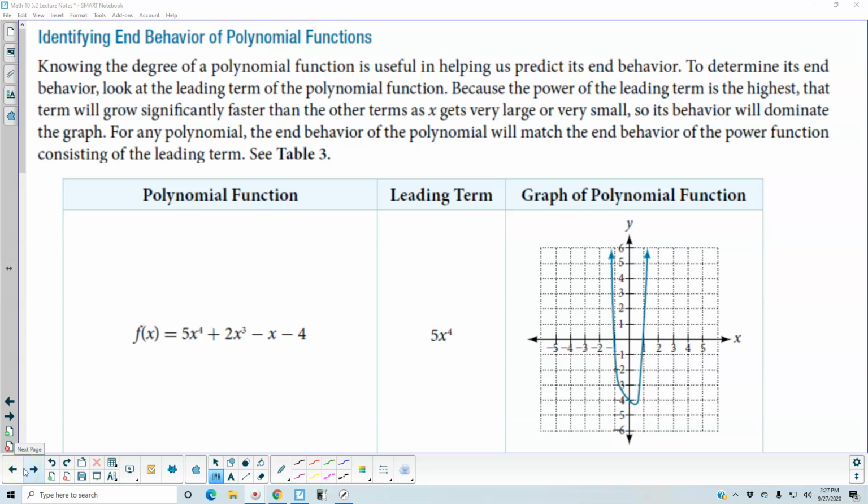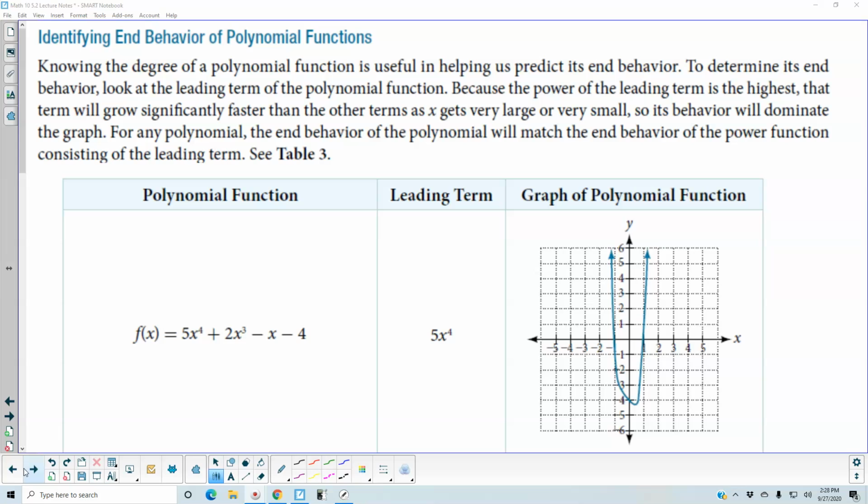Identifying end behavior of polynomial functions. Knowing the degree of a polynomial function is useful in helping us predict its end behavior. To determine its end behavior, look at the leading term of the polynomial function. Because the power of the leading term is the highest, that term will grow significantly faster than the other terms as x gets very large or very small. So its behavior will dominate the graph.